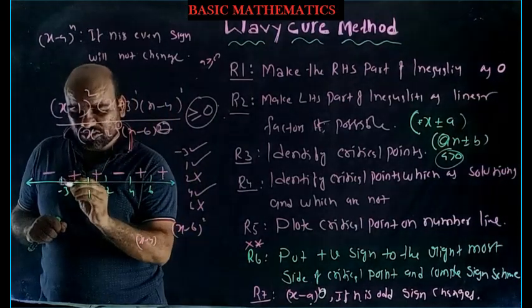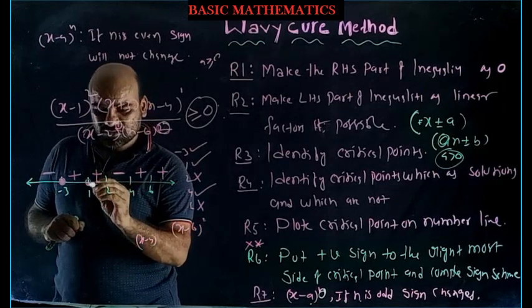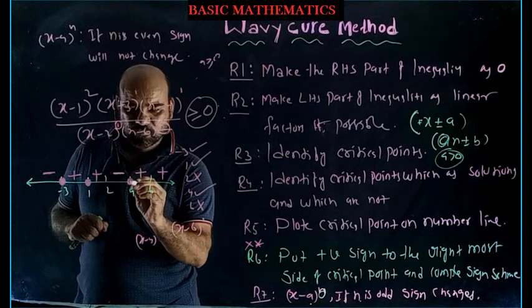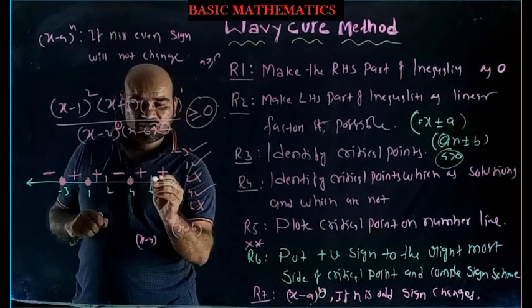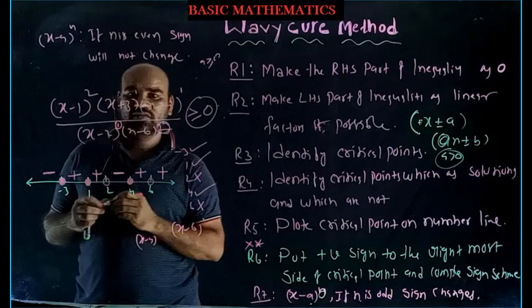Okay. Next, minus 3 is a solution, so mark it with a thick circle. Minus 3 is a solution, 1 is a solution, and 4 is a solution. 6 is not a solution, so open circle. 2 is not a solution, so open circle.